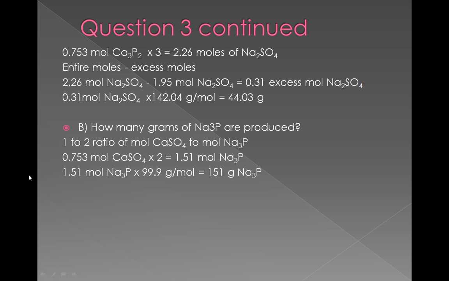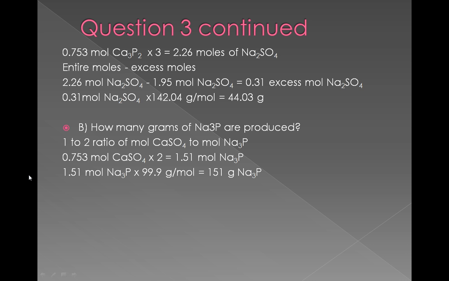Now, to find out how many moles are in excess, you do the entire moles minus the used moles, giving you 0.31 excess moles of Na2SO4. Multiply the 0.31 moles of Na2SO4 by its molecular mass of 142.04 grams per mole, giving you 44.03 grams. Now, how many grams of Na3P are produced?